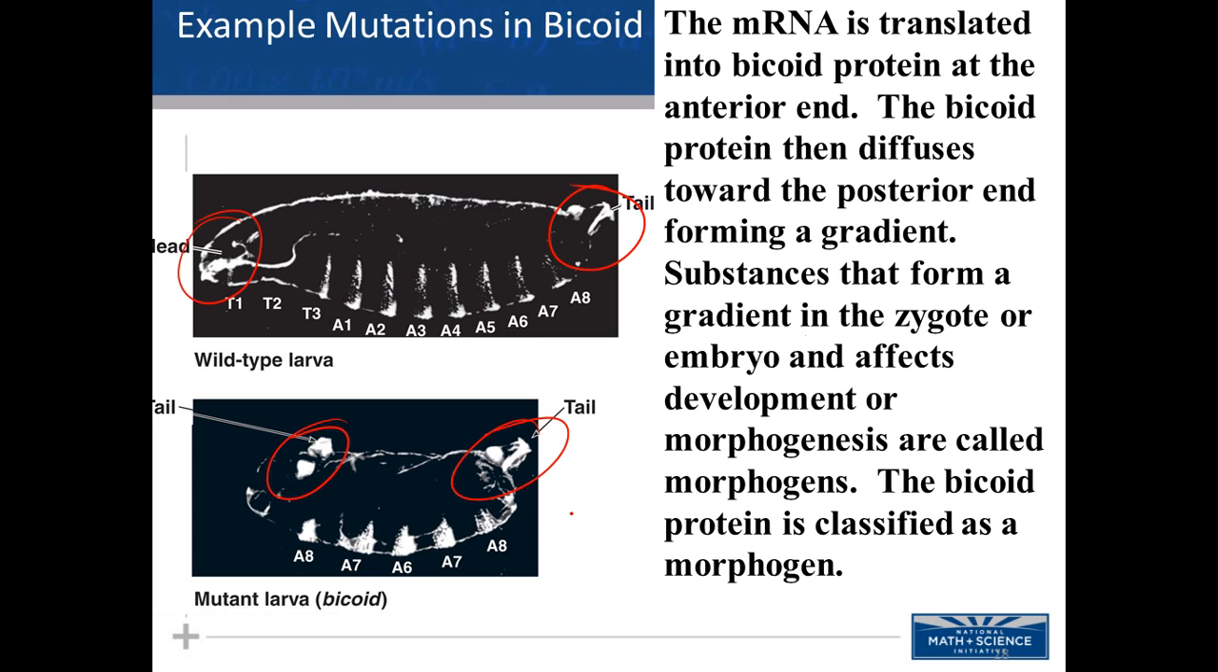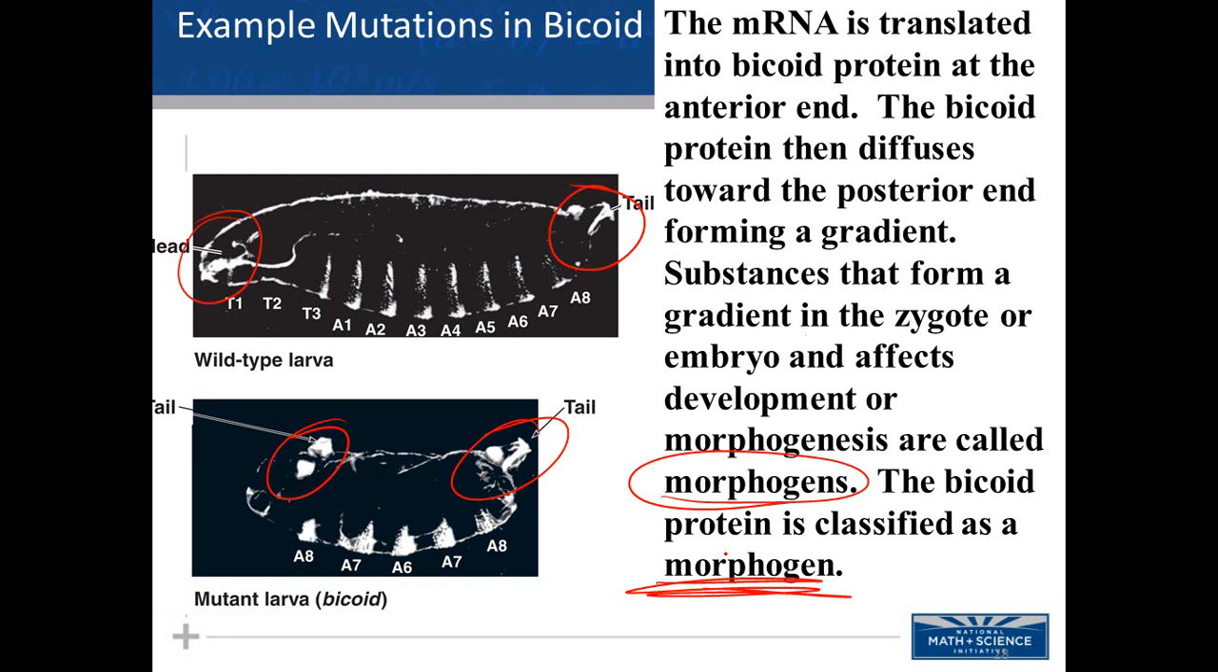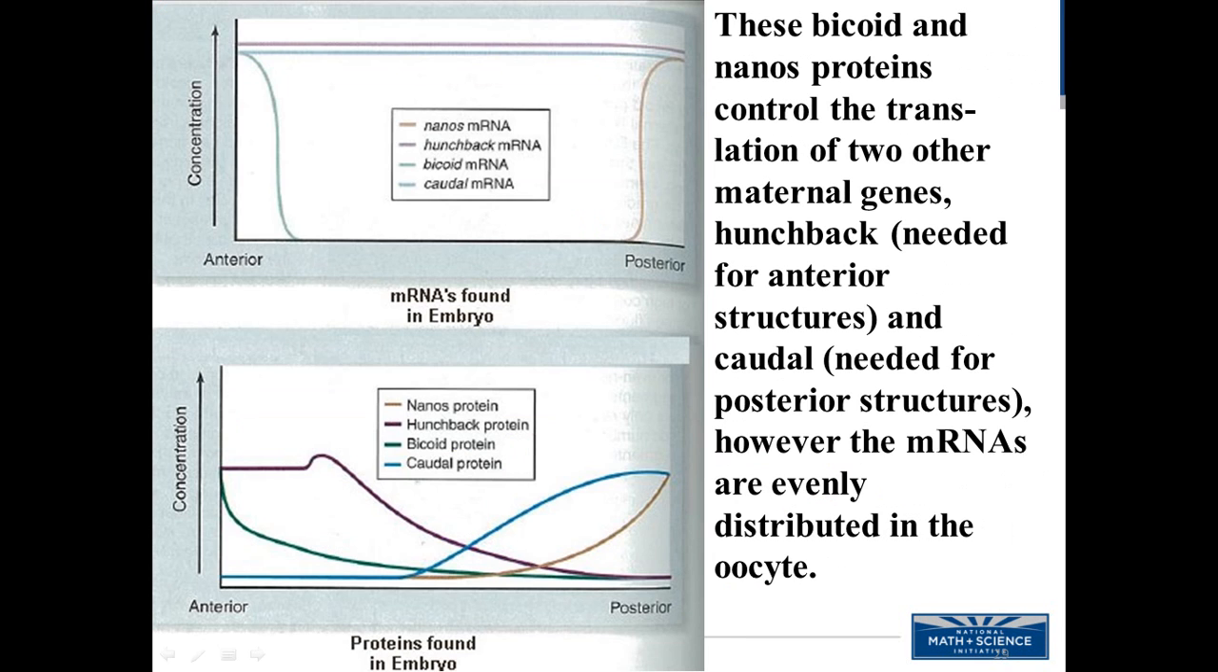And the other thing I want to explain to you is a concept called morphogens. Substances that form a gradient in a zygote embryo and affect development are called morphogens. The bicoid protein and also the Nanos proteins are classified as morphogens. Alright, so let's get back to the business of hunchback and caudal.